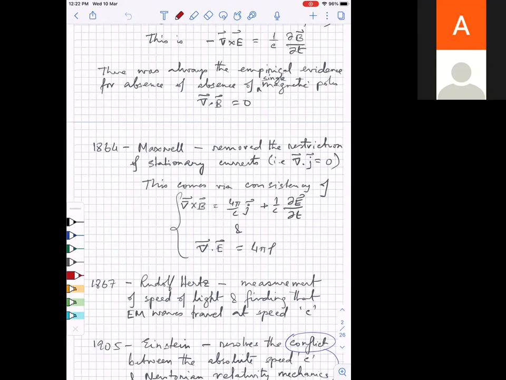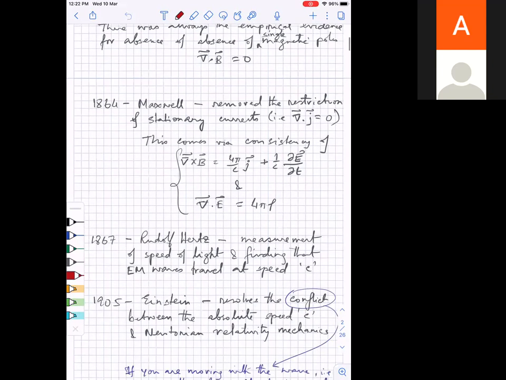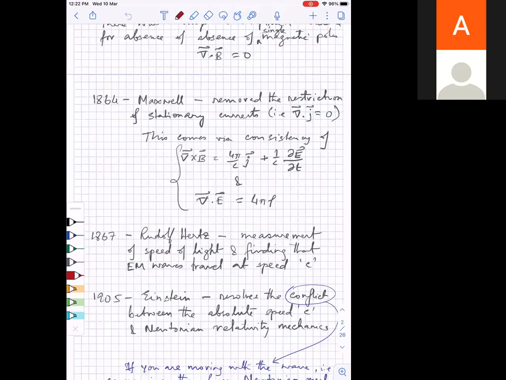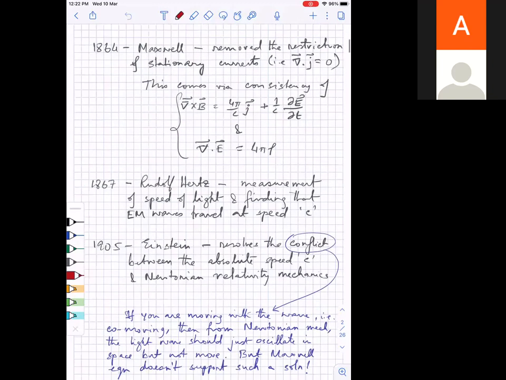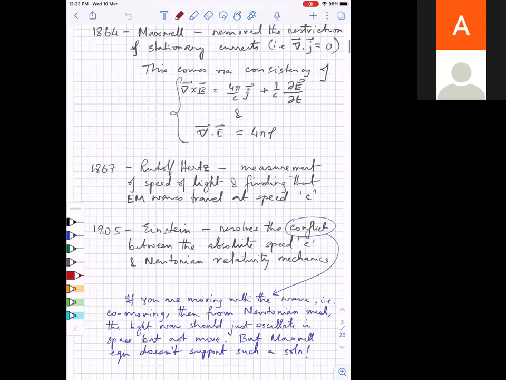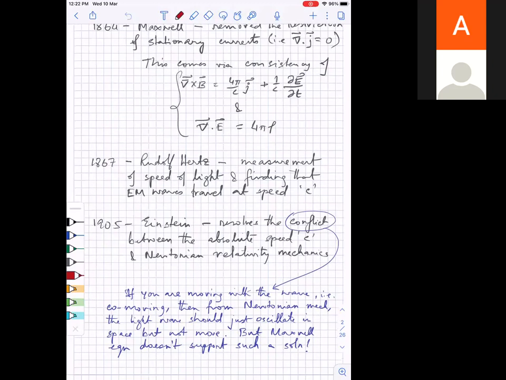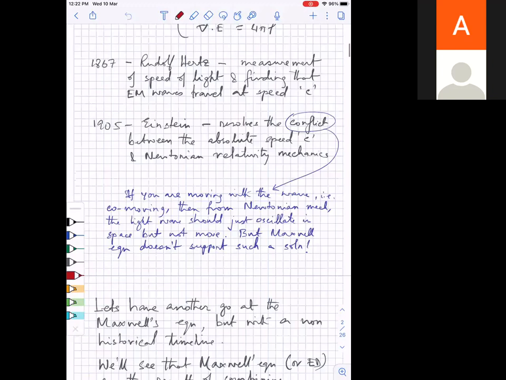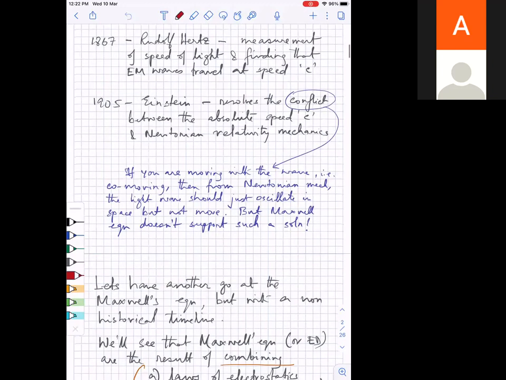So this is how the steps in the history of electromagnetism went around. The final thing comes out another 30 years later, when Einstein resolves the conflict between this absolute speed C and the Newtonian relativity mechanics. Okay, and so what happens if you are moving, and Einstein resolves it. And so then this whole thing comes together. Okay.